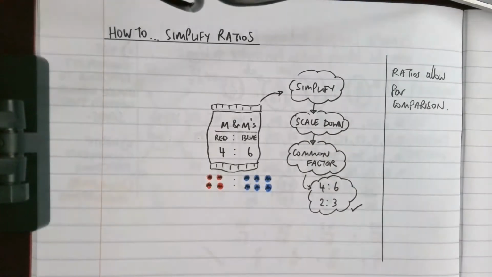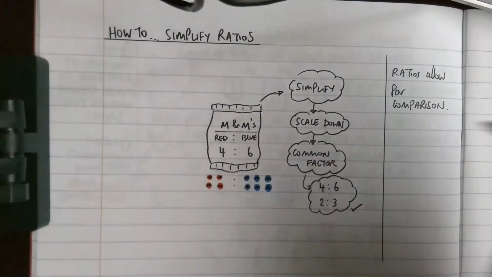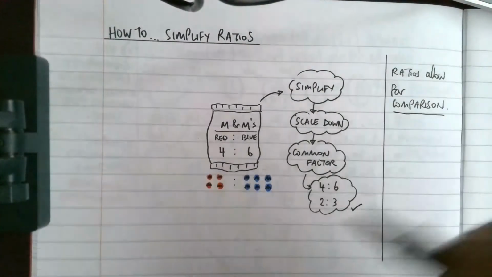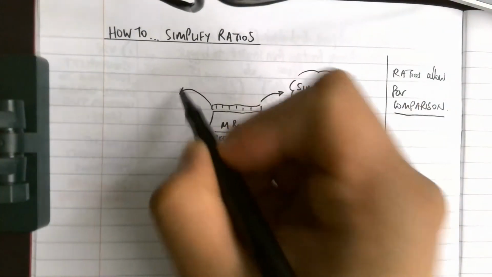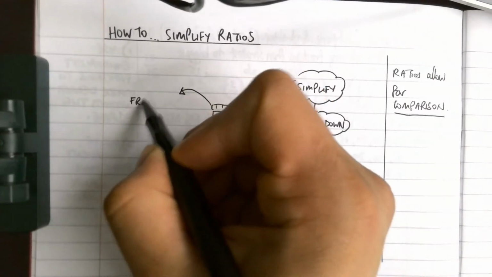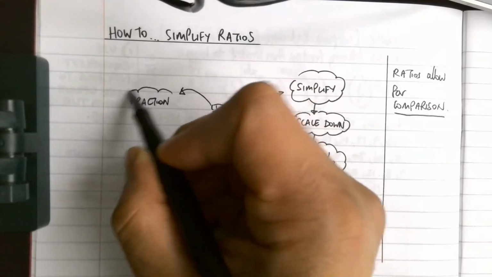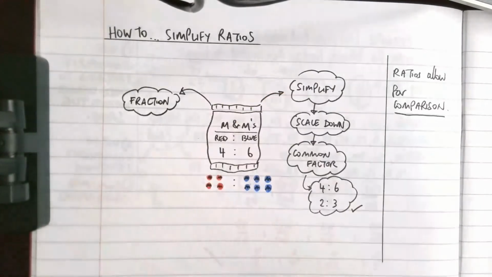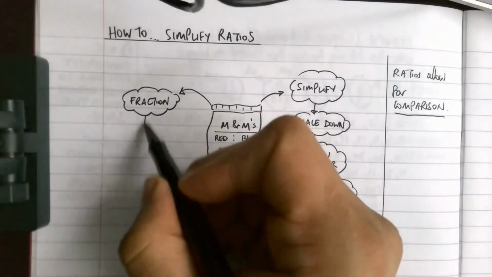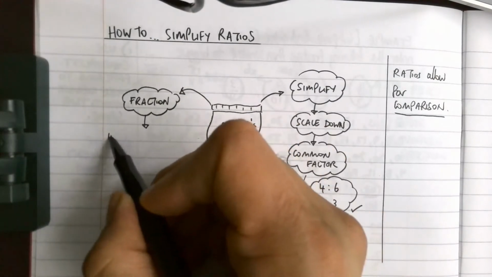So the ratio of 4 to 6 can be simplified down to 2 to 3. Again, it allows for comparison. What that's saying is, for every 2 red M&Ms, there will be 3 blue M&Ms. So if there's 4 red M&Ms, there's going to be 6 blue M&Ms. If there's 6 red, there's going to be 9 blue. So we can scale up using that.